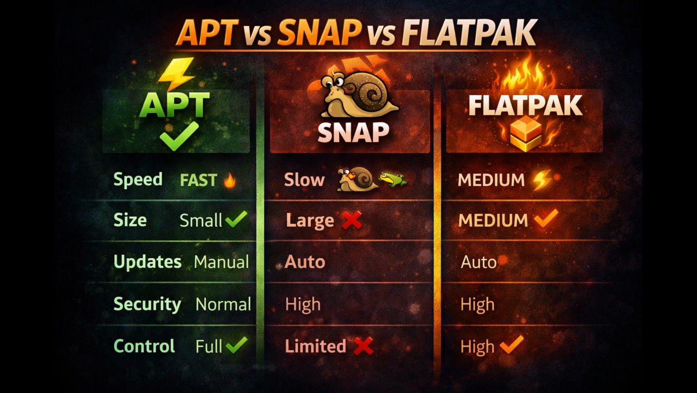So as a comparison, in summary, APT is fast and lightweight, Snap is easy but slow, and Flatpak is the balanced choice. So if you care about performance, Snap is probably your problem.